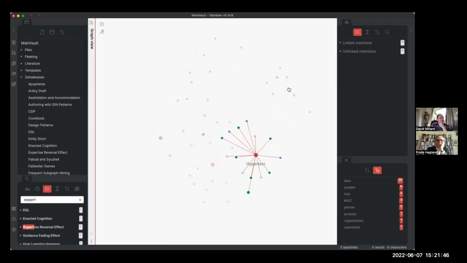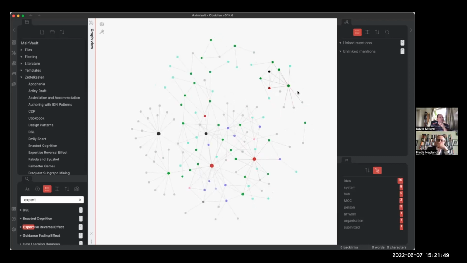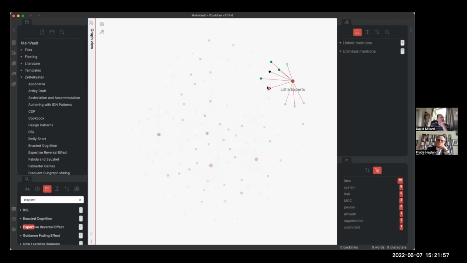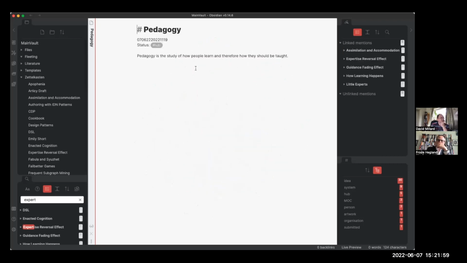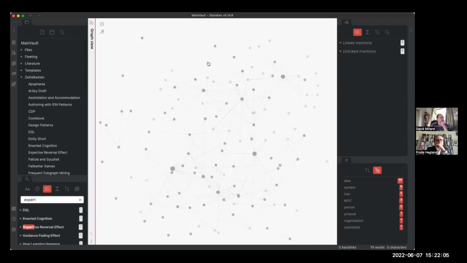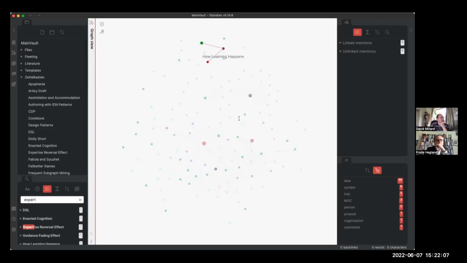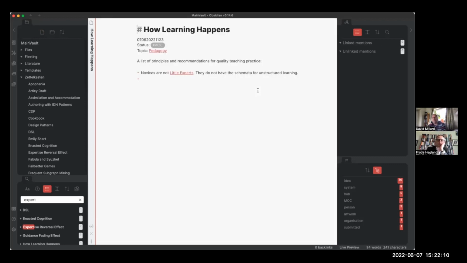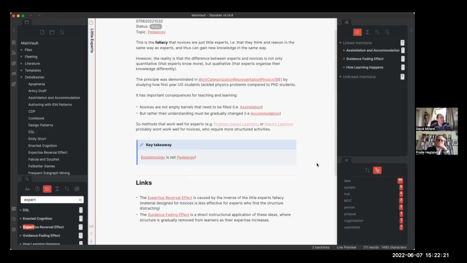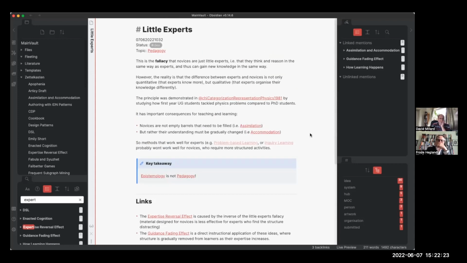So hypertext is here, for example. I was doing some work this morning. I've been working through a book on key pedagogical ideas. So that's this little network over here. This is the concept of pedagogy, that's just something to be linked to. But I started with a book called How Learning Happens. These are a list of principles for teaching. The first one I did was this idea of little experts. So this is a mini page on little experts.